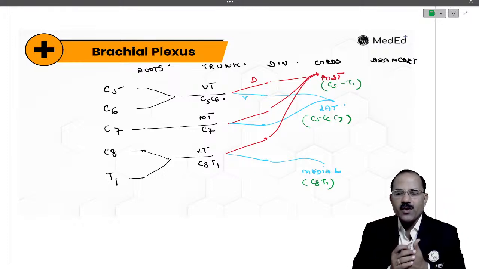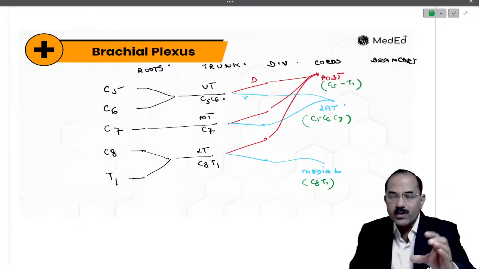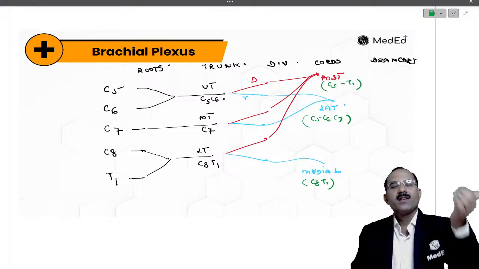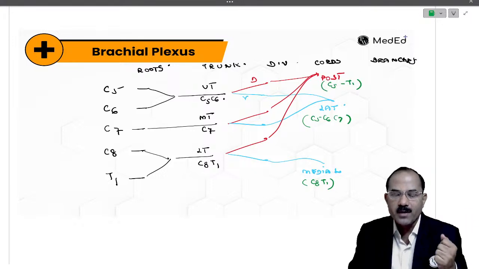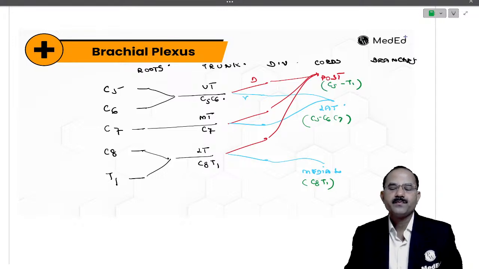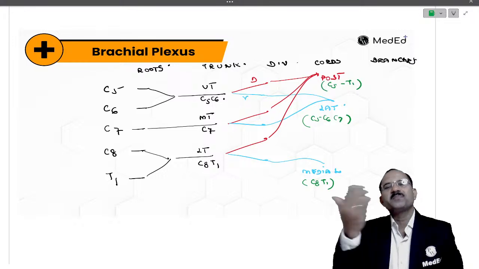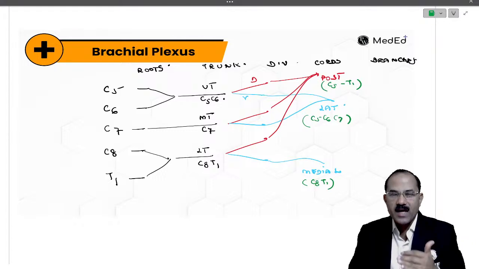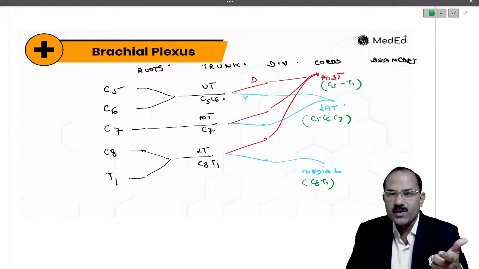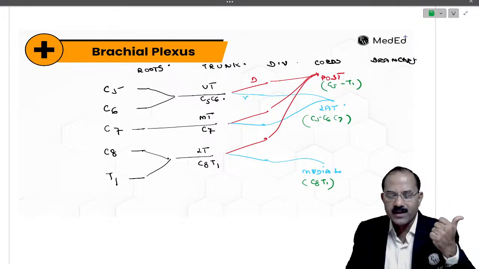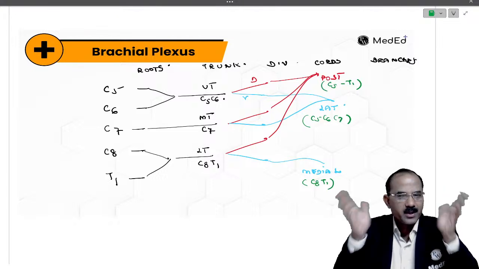What are the branches of medial cord? The medial pectoral, the medial root of median nerve, the medial cutaneous nerve of arm, the medial cutaneous nerve of forearm, and finally ulnar nerve. Yes, very good. And what are the branches of posterior cord? Upper subscapular, lower subscapular, the nerve to latissimus dorsi, also known as thoracodorsal nerve, radial and axillary. This you should know. Brachial plexus should be on the tip of your tongue.